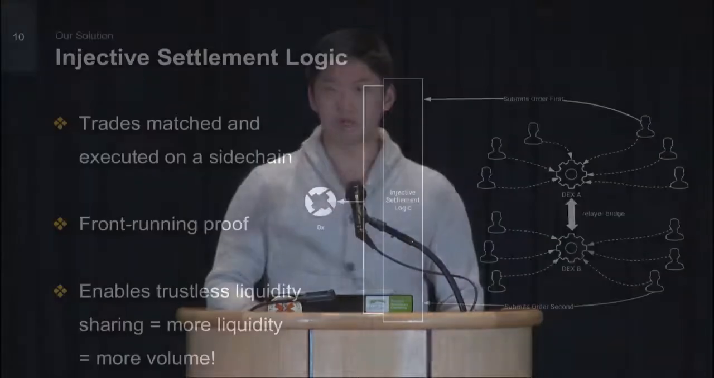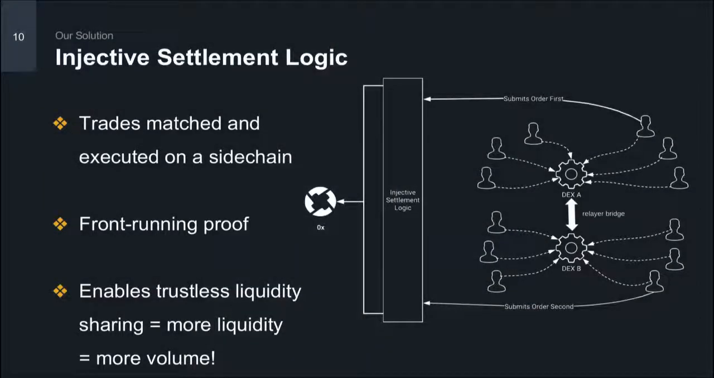Hello everyone, I'm Albert Chan, and I'm the CTO of Injective Protocol. So we are building a fully decentralized and front-running proof DEX, which enables trustless liquidity sharing. Now the way this works is that we match and execute trades on a layer 2 sidechain, which prevents front-running using verifiable delay functions, or VDFs. So the nodes on our sidechain aggregate orders per block and then submit them to 0x for actual settlement. They also serve as relayers, which also share liquidity in a trustless fashion. So this, of course, allows for more liquidity, more efficient spreads, and a better DEX experience.